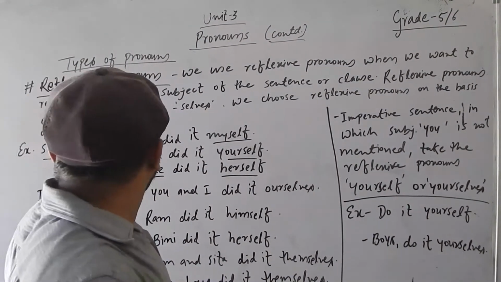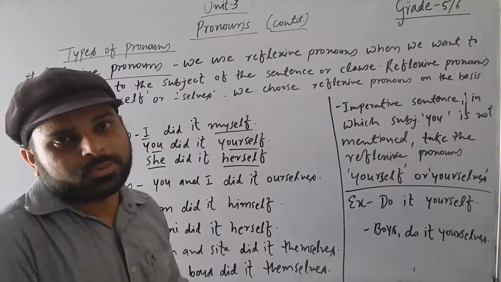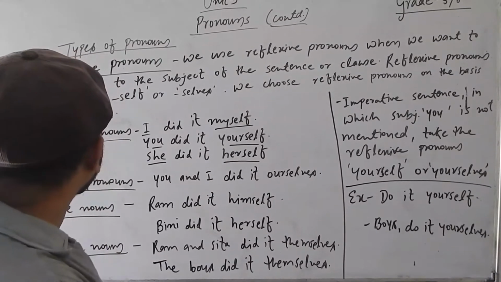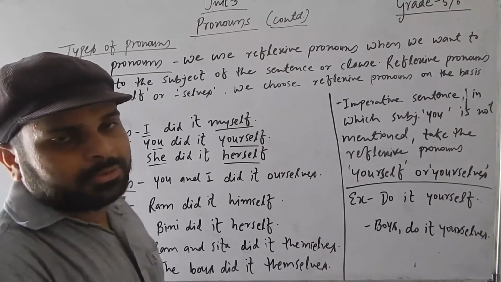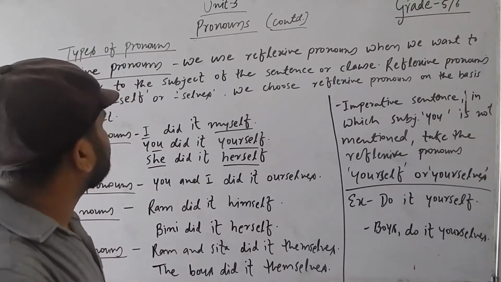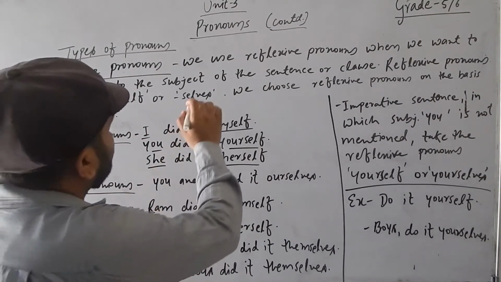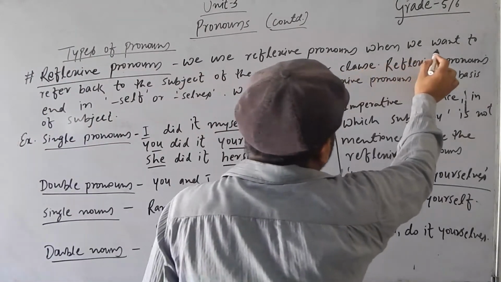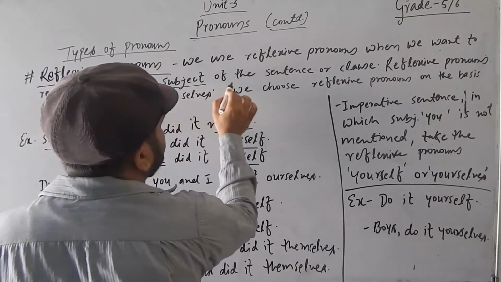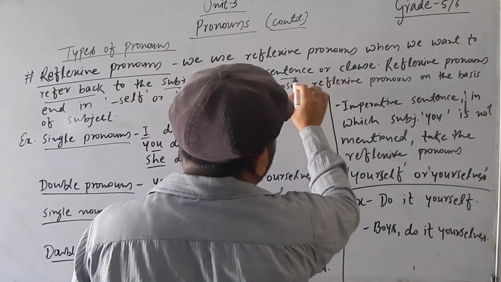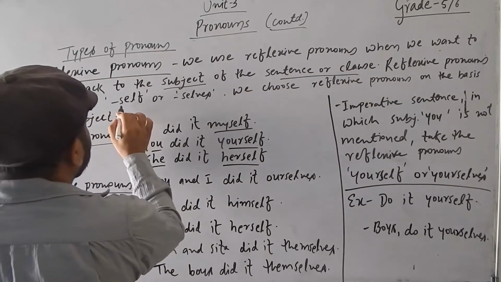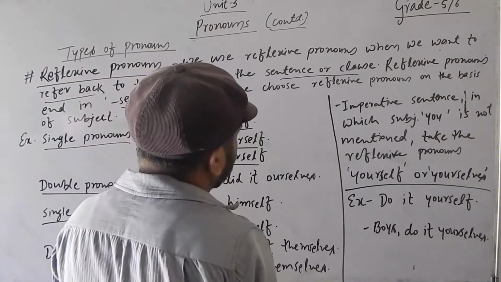We talked about different types of pronouns, and this is the reflexive pronoun. Reflexive, as I told you previously. We use a reflexive pronoun when we want to refer back to the subject of the sentence or clause. Reflexive pronouns end in self or selves.